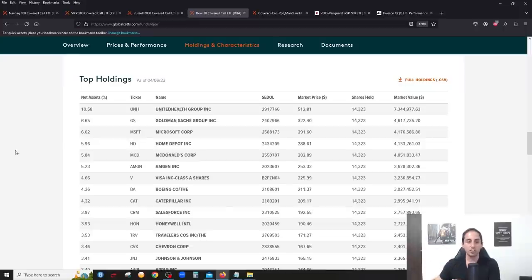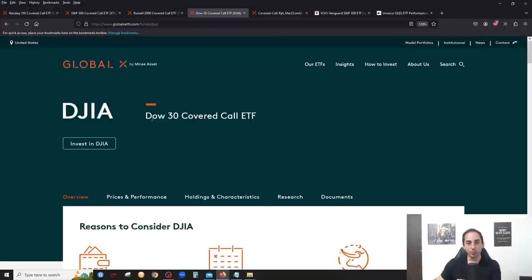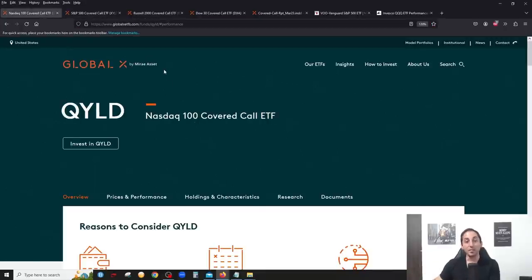So really Johnson & Johnson, Chevron, et cetera, et cetera. So really, I would say that this one is the value stocks index. Russell 2000 is the small to medium cap companies. Then of course we have the S&P 500, the top 500 companies, and then we have the NASDAQ 100, the top 100 companies on the NASDAQ stock exchange rather. So this is a little bit more tech heavy.